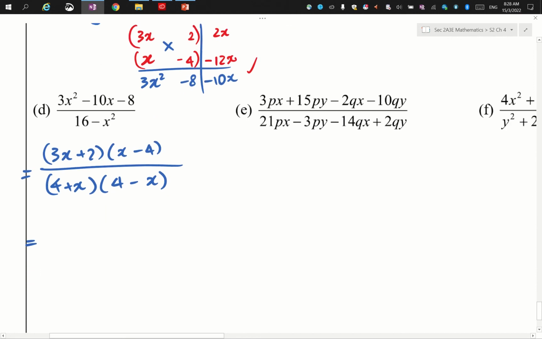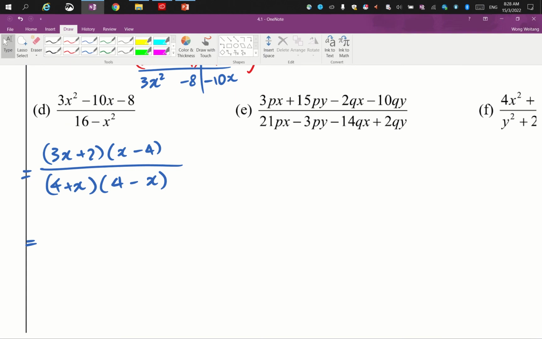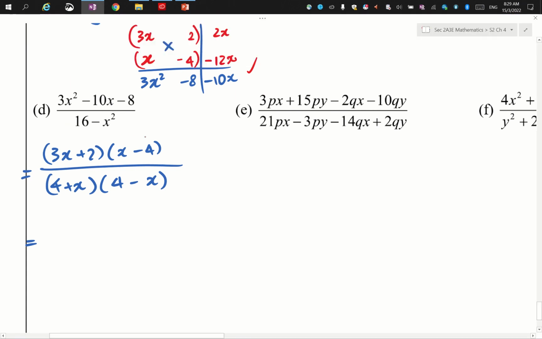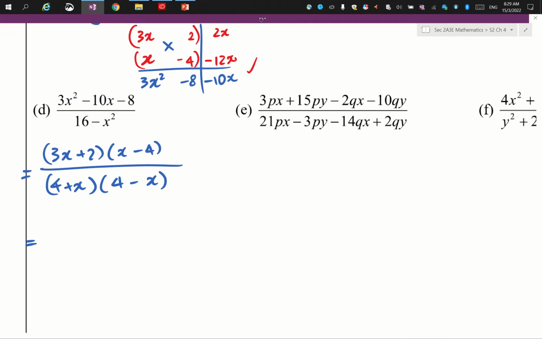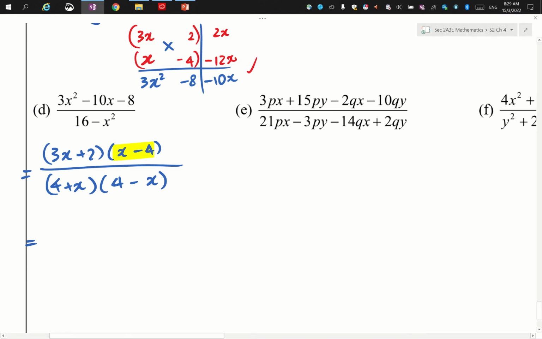Now, we see something very similar, huh? x minus 4 on the numerator and 4 minus x in the denominator. They're almost the same, but they're not the same. We want to try and make one of them be the same as the other so that we can cancel off.